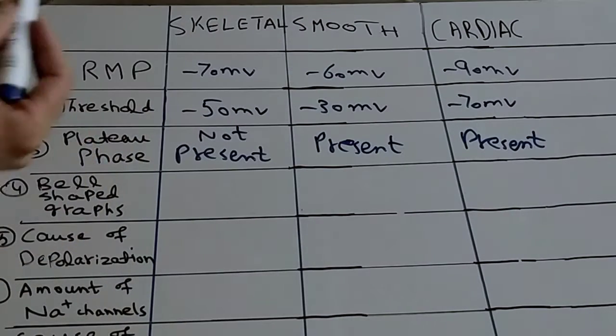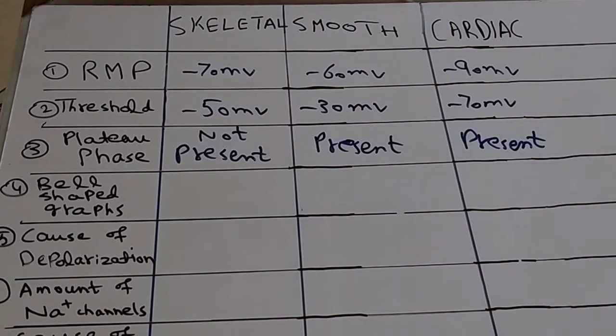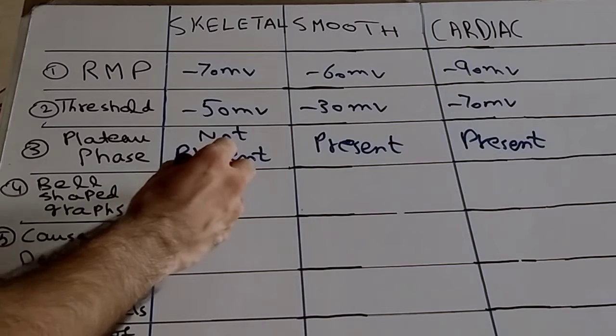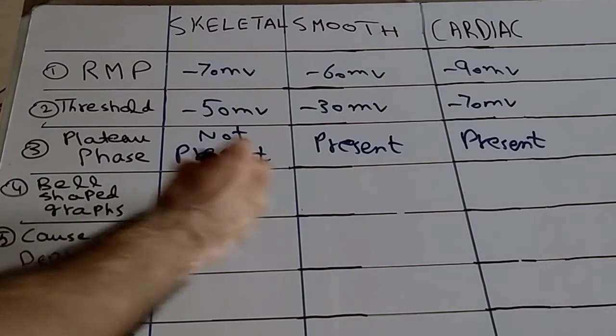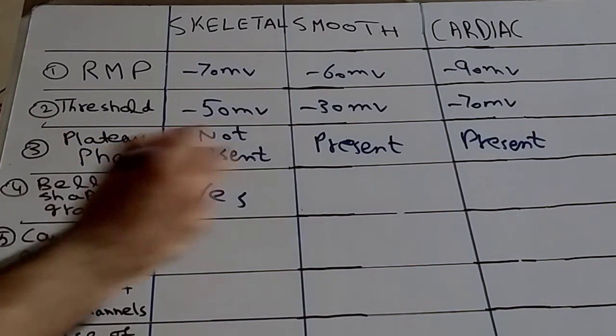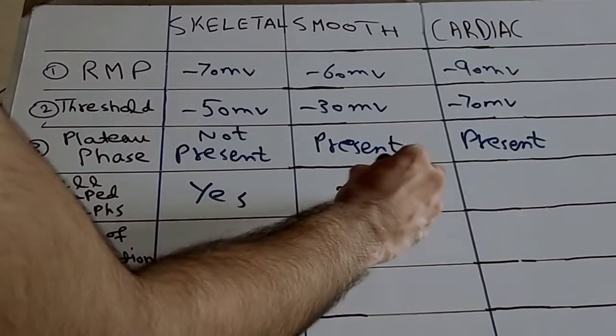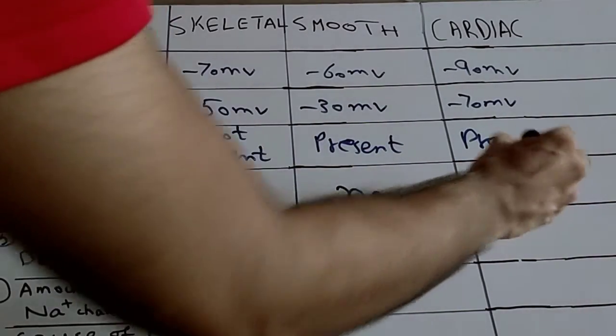Now talking about the bell-shaped graph. So bell-shaped graph, yes, these are for the skeletal muscle. But no bell-shaped graphs are found for the smooth and cardiac muscles. So we will write no for both of these.